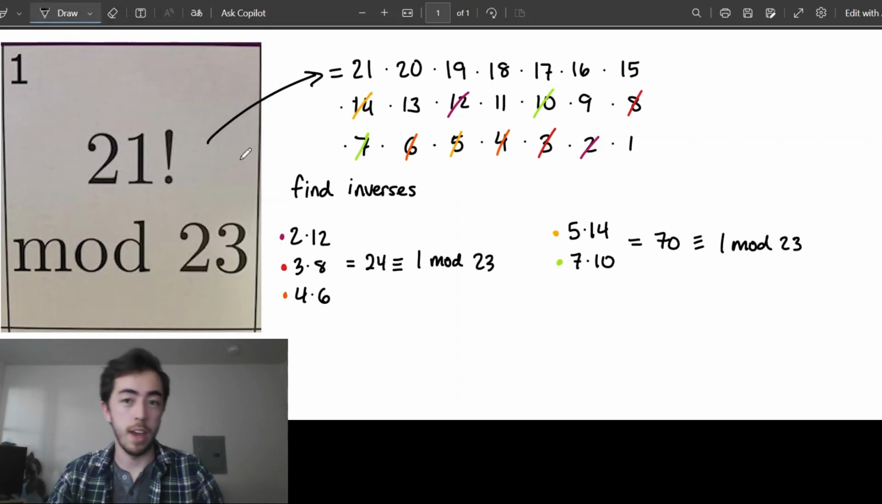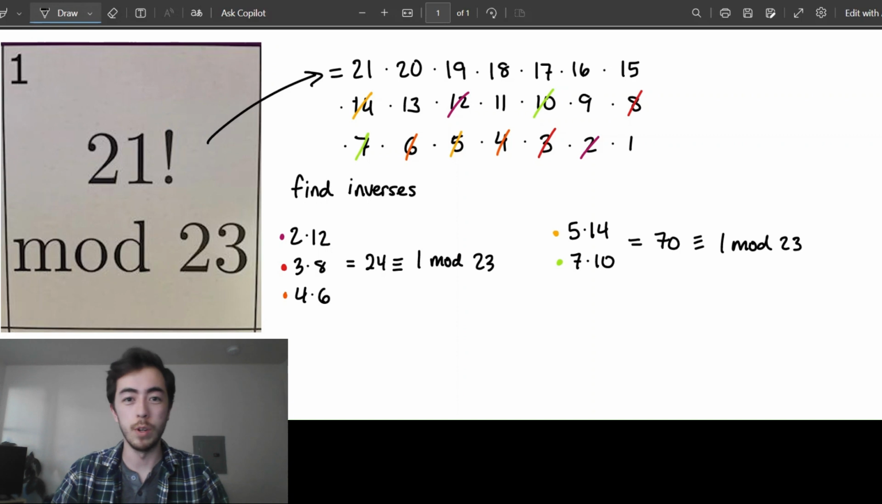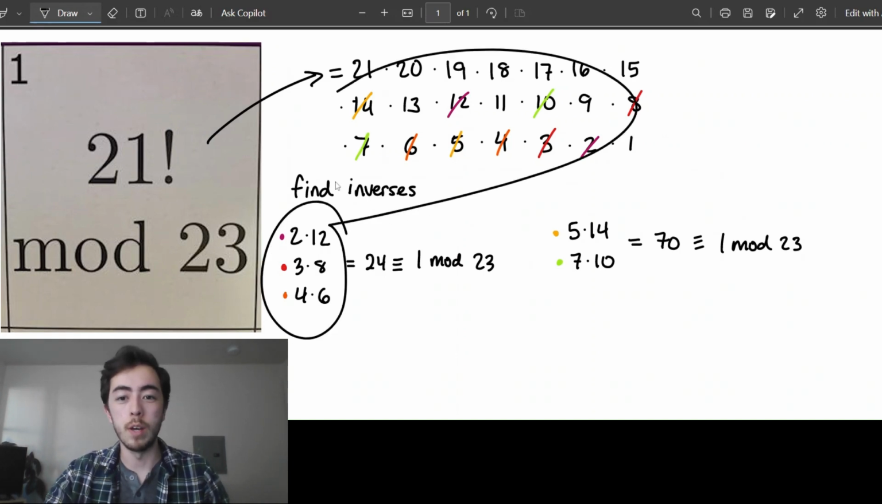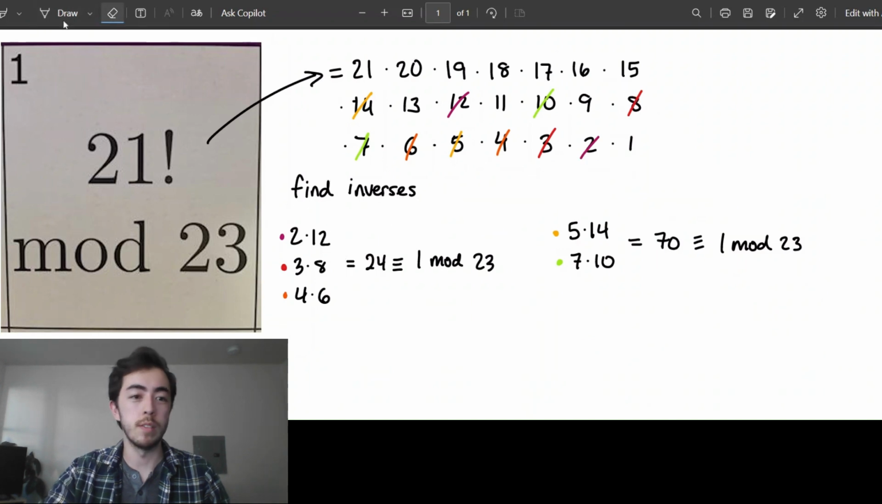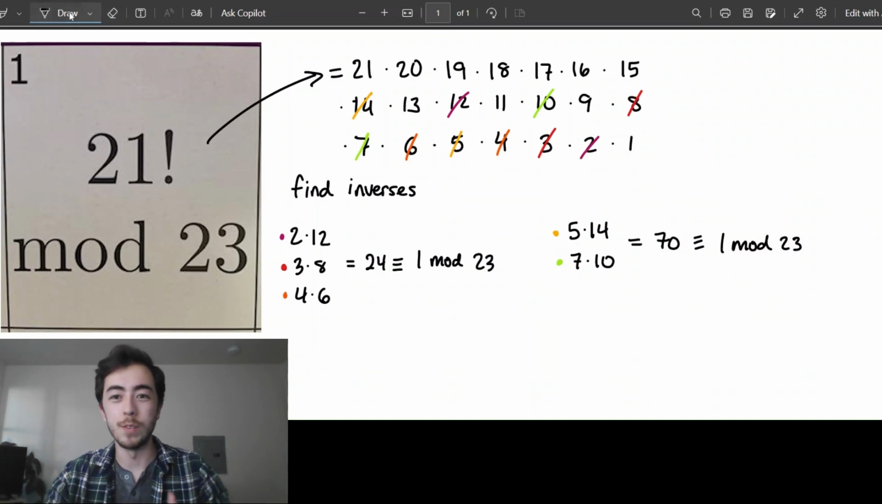Here are all the factors from 1 to 21 of 21 factorial. And I found some inverse pairs and I color-coded them and crossed them out here because, once again, when you multiply those inverse pairs, we just get the number 1.